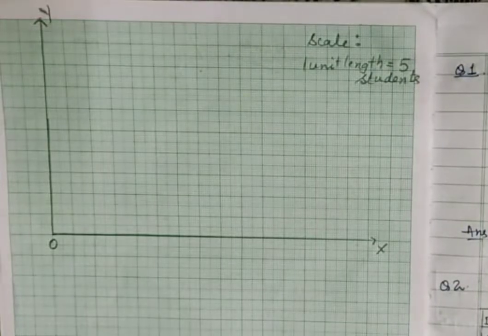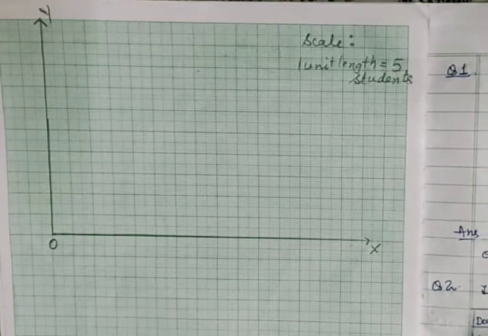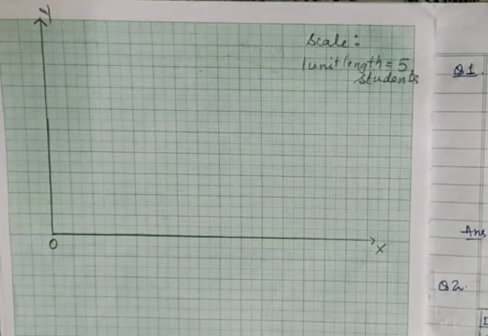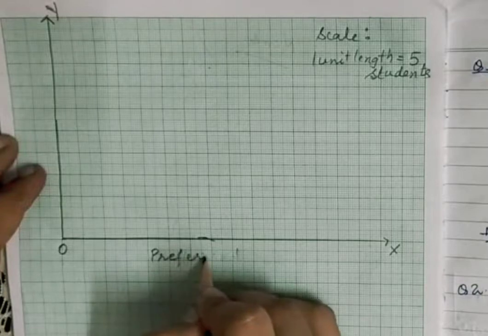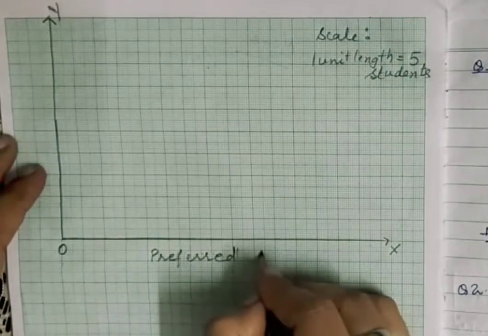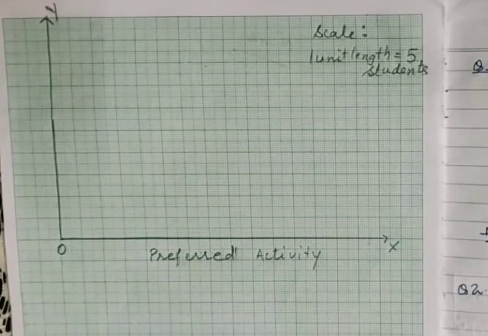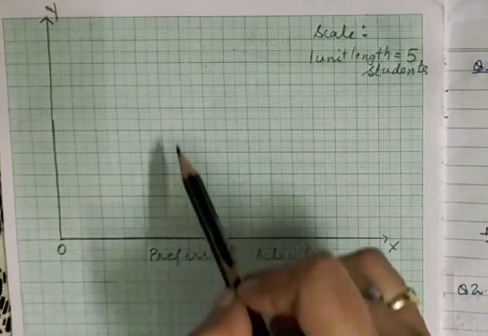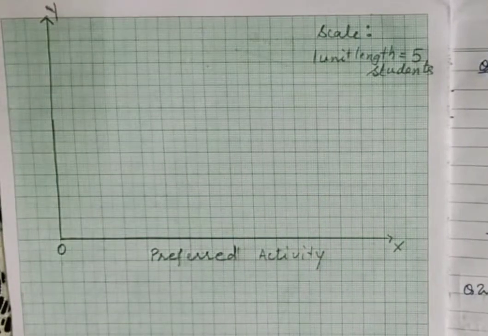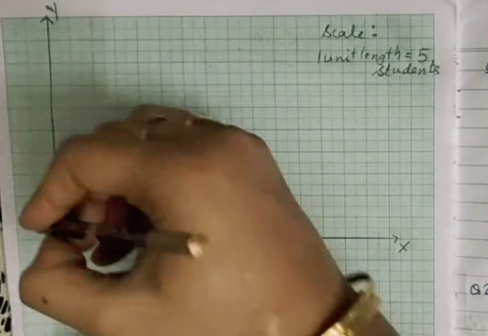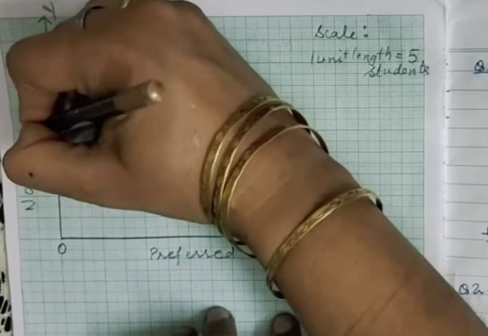Now the first value which is given to us is playing. So this is the preferred activity. Playing, reading storybooks means we need to show the preferred activity. So I am writing the caption here under the horizontal line, that is preferred activity, preferred by students. So this I have written, as we are going to make the vertical bar graph. Now what should I write here? The next column which is given to us is for number of students. So we can write here number of students.